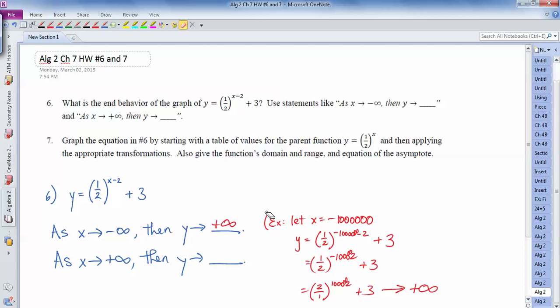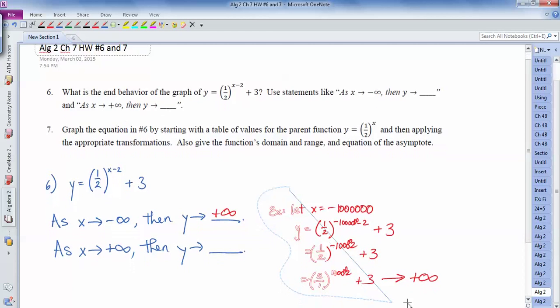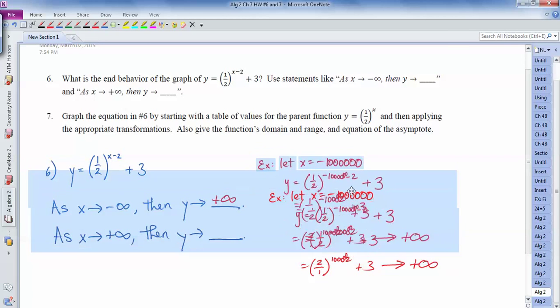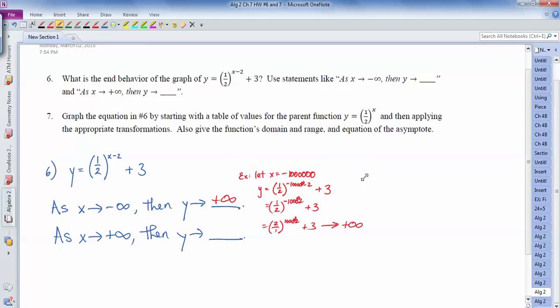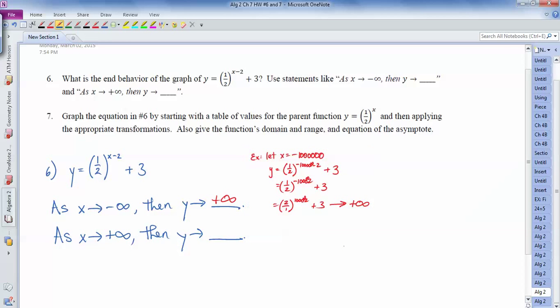Okay, so let me move this stuff. Actually, I'll shrink that down a little bit. Okay, so for this one, I'll use a different color. So for example, let's let x be like 10,000, a big positive number. Let x equal 10,000. Then y is going to be 1/2 to the 10,000 minus 2, and then plus 3. So that's going to be 1/2 to the 9,998 plus 3.